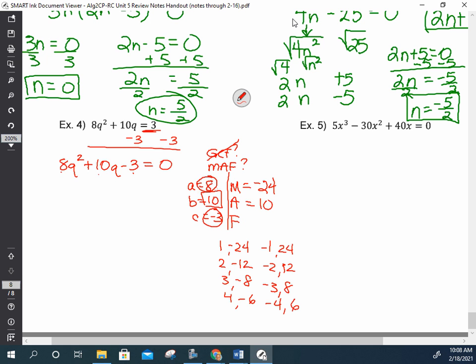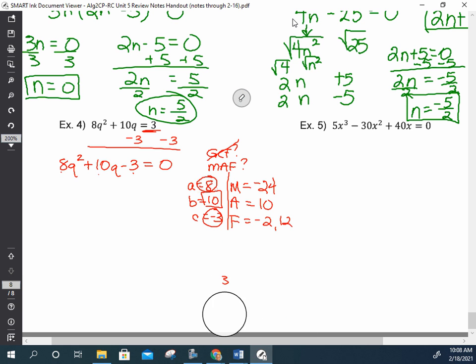So 2 numbers that multiply to -24 and add to a positive 10 would be -2 and positive 12. And since your A value is 8, you divide by 8. So -1/4 and 3/2. Any questions before we continue?